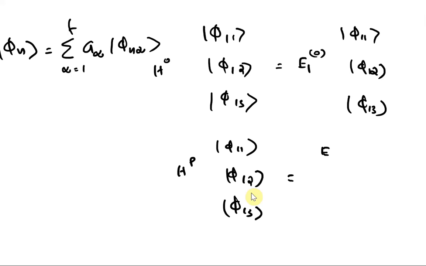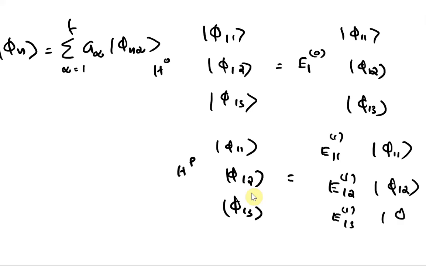So in that case, it will be just like E1. It's not 1 0 anymore. You have to specify which state the energy corresponds to. So E1 1, where alpha corresponds to 1. This is the first order correction, and it will produce phi 1 1. Similarly, E1 2 times phi 1 2, and E1 3 times phi 1 3, and so on.